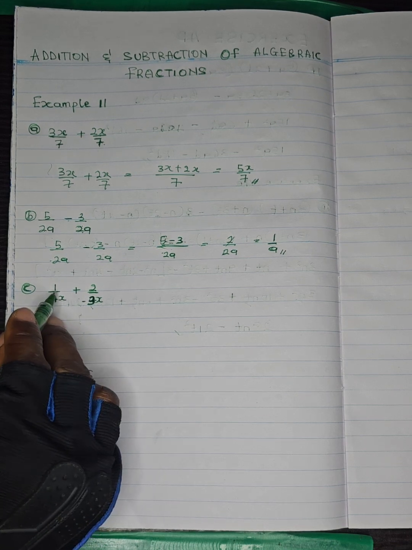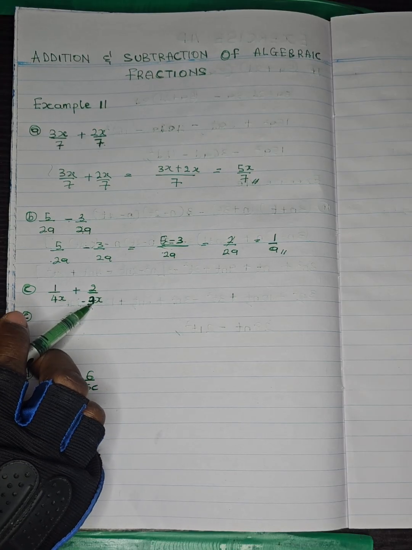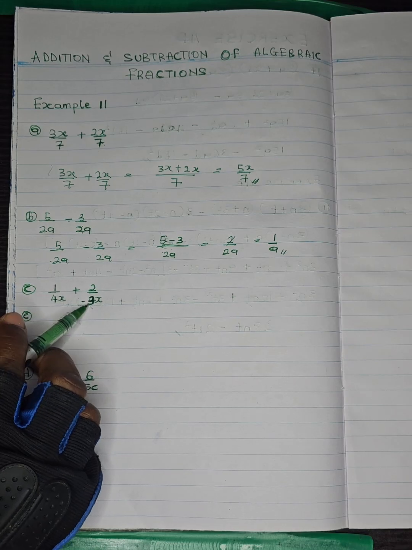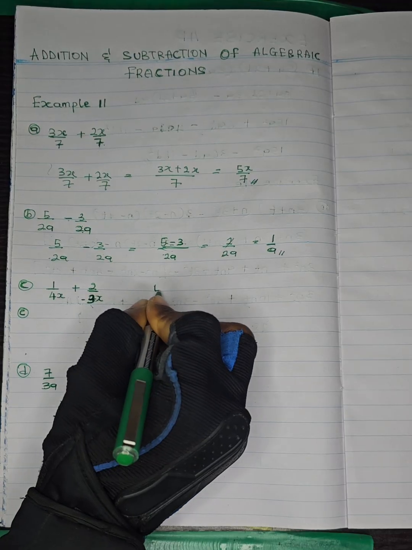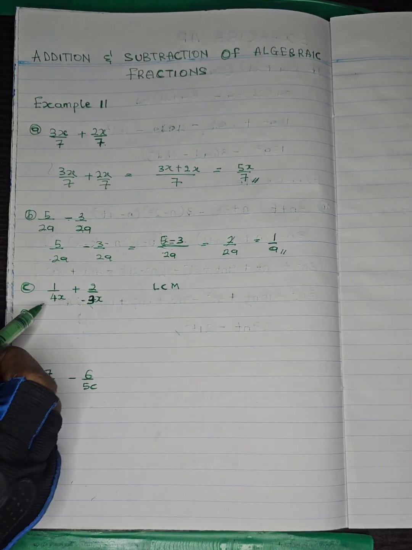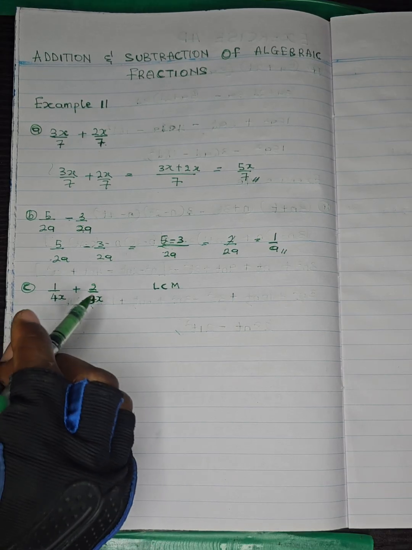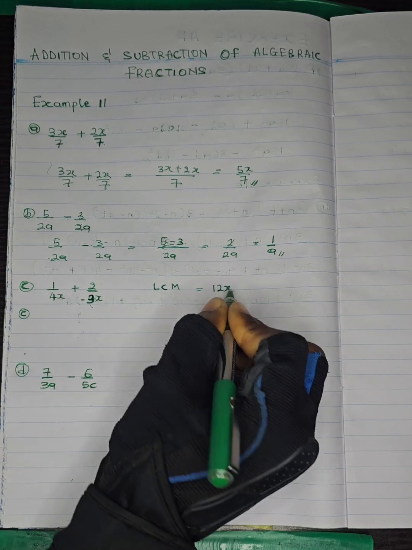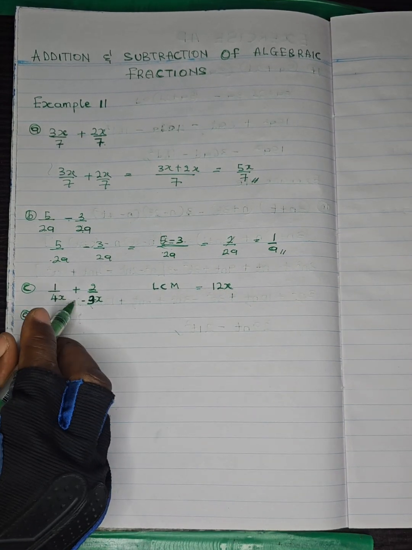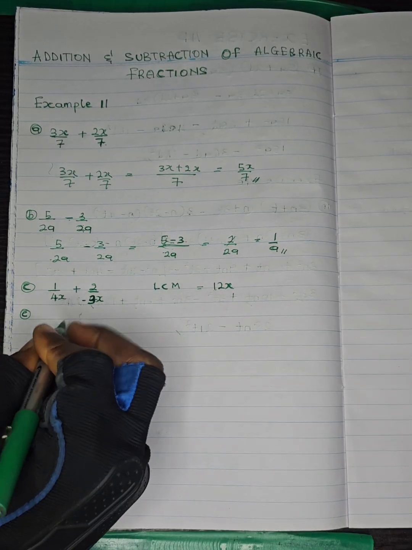Here now we have 1 over 4x plus 2 over 3x. In this case, we no longer have the same denominator. This is 4x and this is 3x. So what we are going to do first is look for the LCM. What's the LCM? Lowest common multiple. We look for the lowest number that can be divided by this and also be divided by this. It's not the scope of this class, but looking at these two, you know that the answer is what? 12x. Very simple. Just look for the LCM of 4 and 3, which is 12, and then you already know that x is common to both of them. That's what we have here.